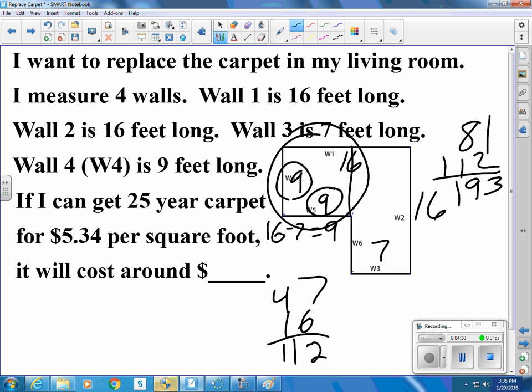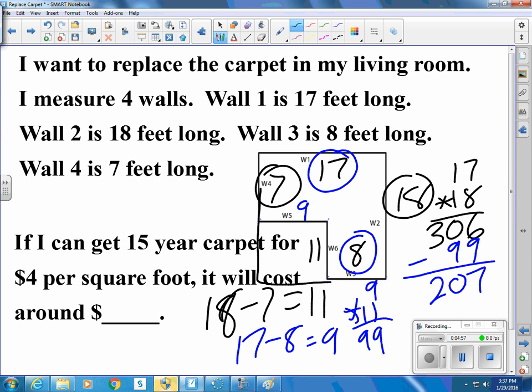Now, at $5.34 for each square foot, that comes out really close to $1,031. So 193 feet is about 200 feet. So 200 times 5 is 1,000. So just to do a quick estimation and check on that, let's come back to this one.